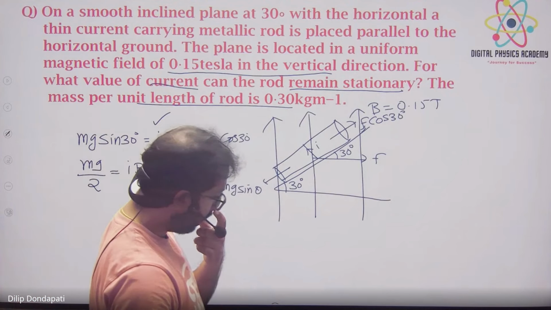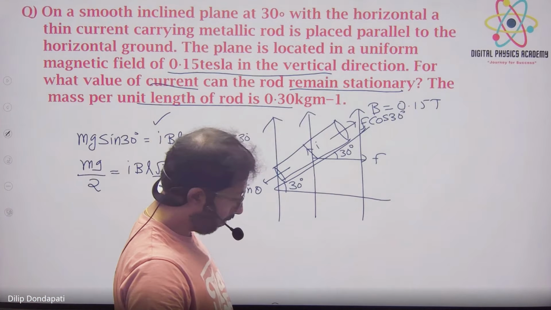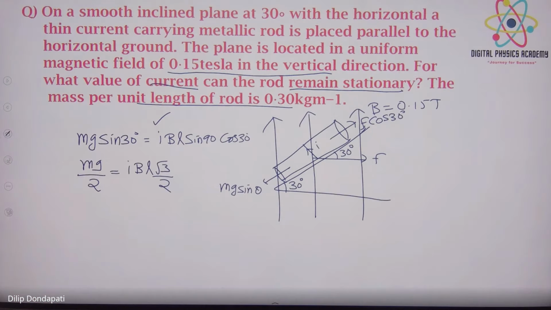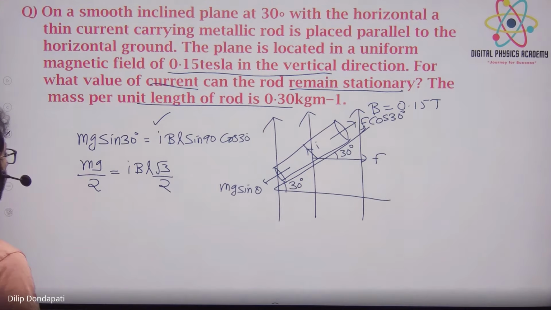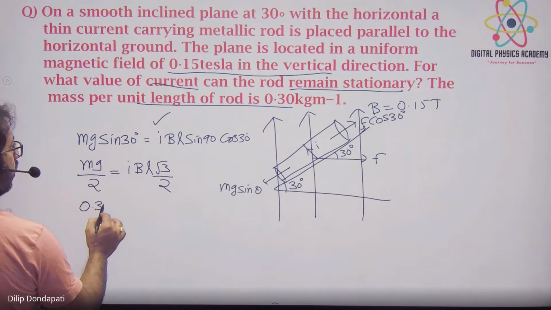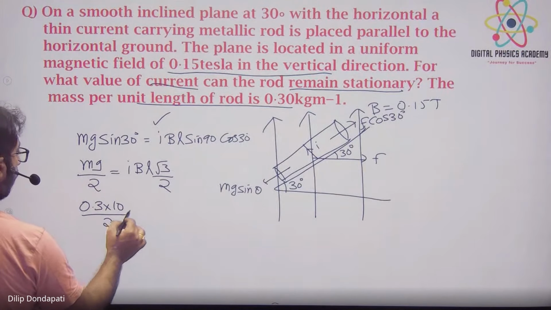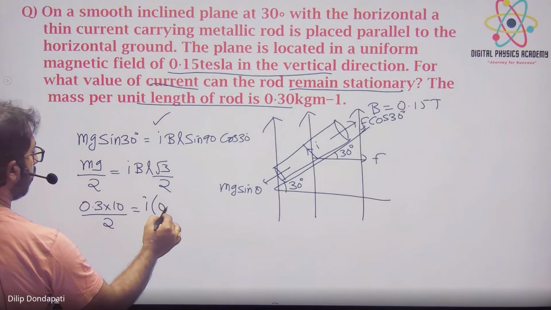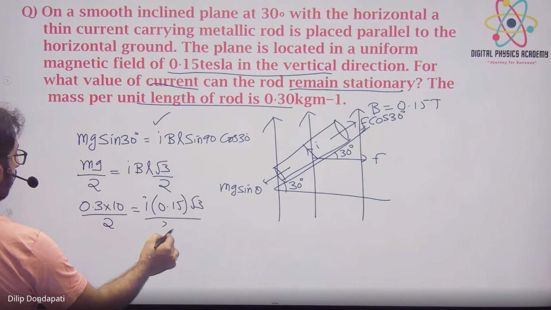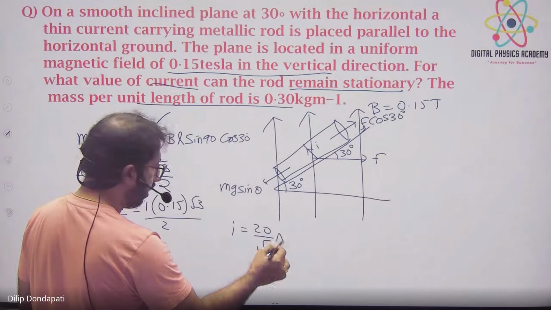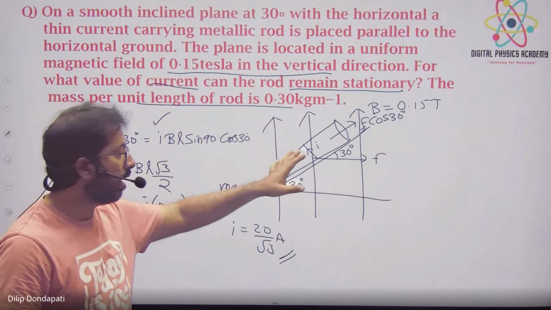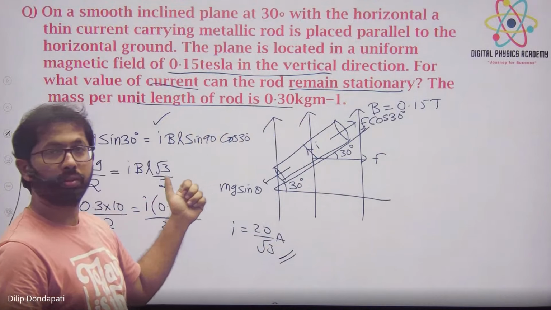In place of m by L, 0.3 into 10 by 2 is equal to I into 0.15 into root 3. 20 by 3. So therefore I is equal to 20 by 3 amperes. That means if 20 by 3 amperes current flows, then only the rod will balance. Okay, let's go.